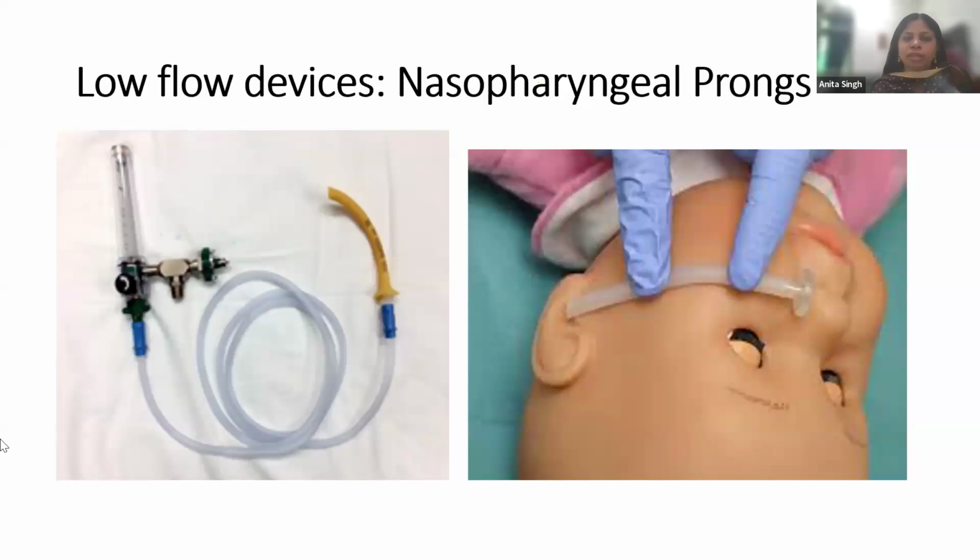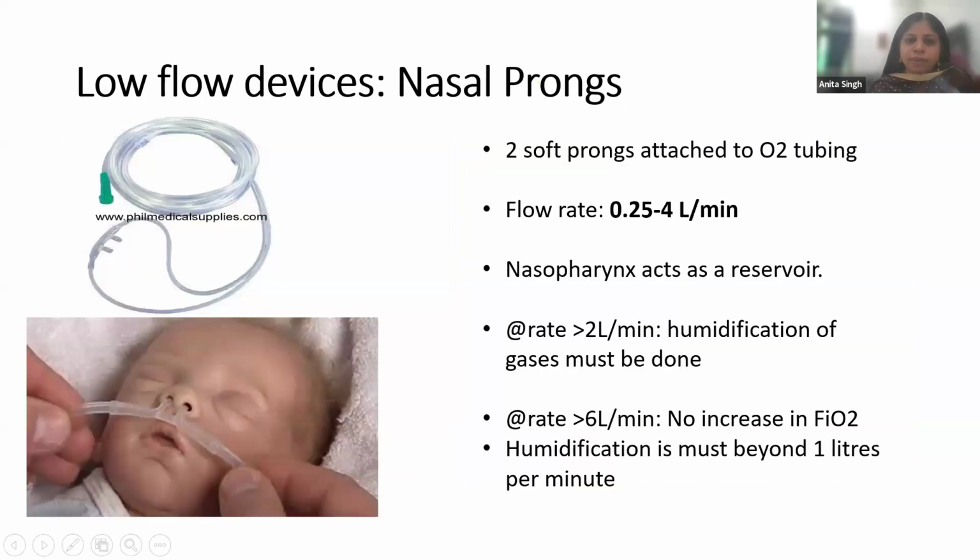So coming to the low flow devices, this is the nasopharyngeal prongs, for which the measurement is depicted in this diagram, which you can measure from the ala nasi to the tragus for the length measurement, and it has to be inserted and fixed for the oxygen delivery.